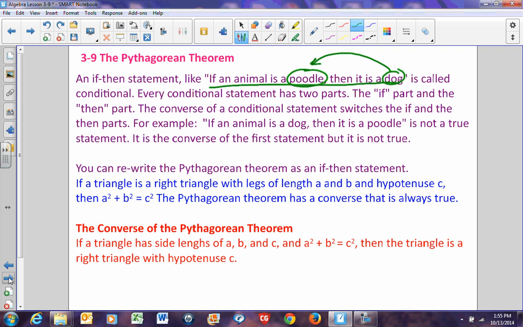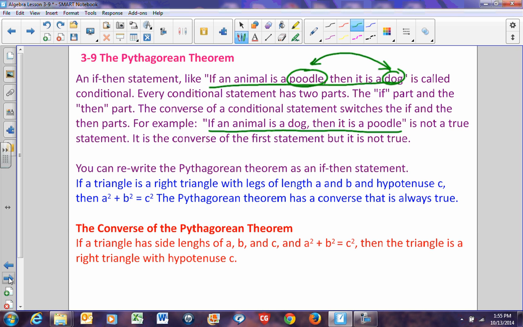We switched them up to give us the converse. And if you look at the converse, if an animal is a dog, then it is a poodle, that is not true. If an animal is a poodle, then it is a dog, that is true. That if-then statement is true. However, the converse of that is not true. Okay? It is the converse of the first statement, but it is not true. Not every statement has a converse that is true.